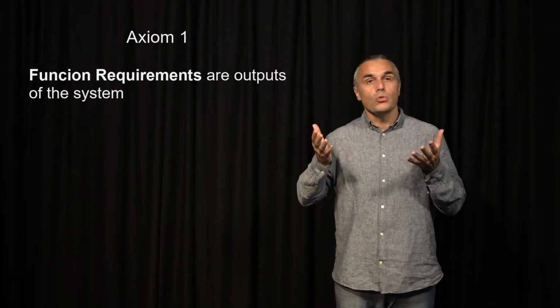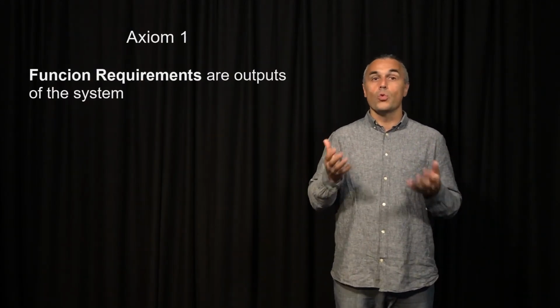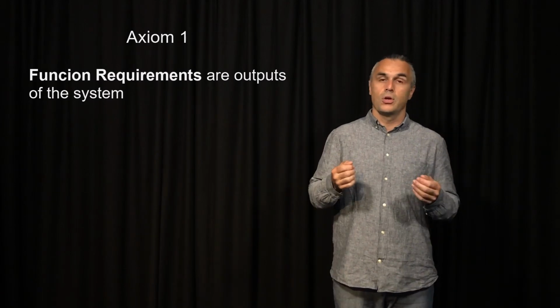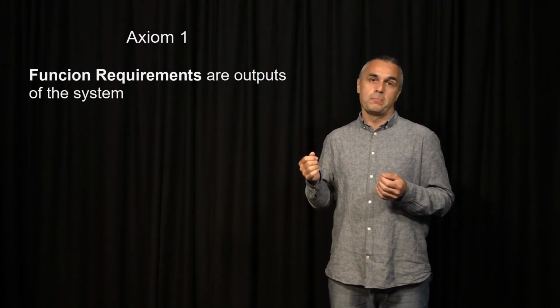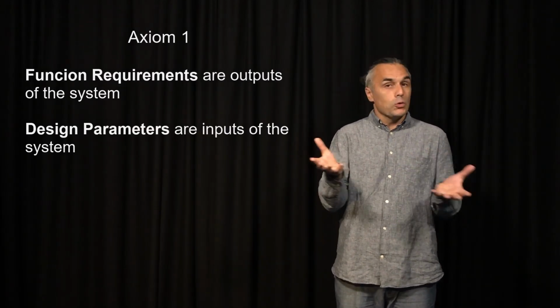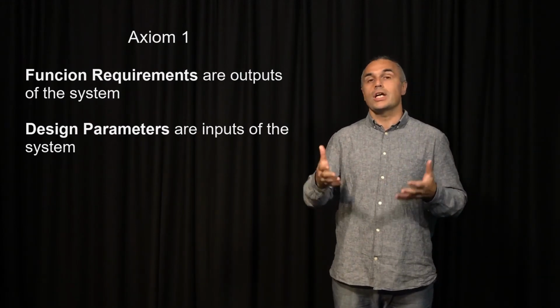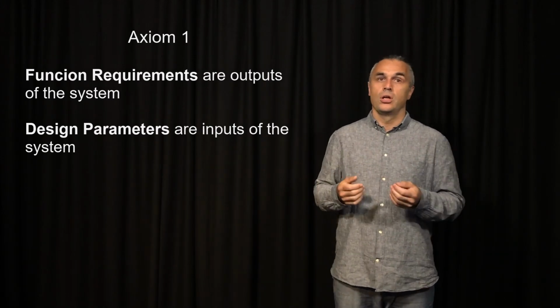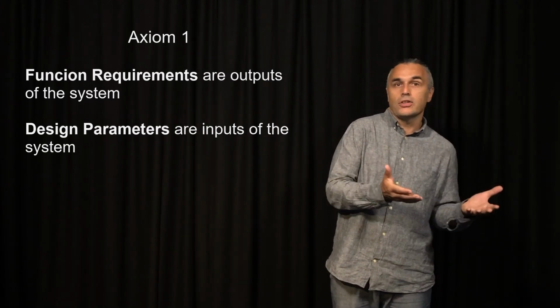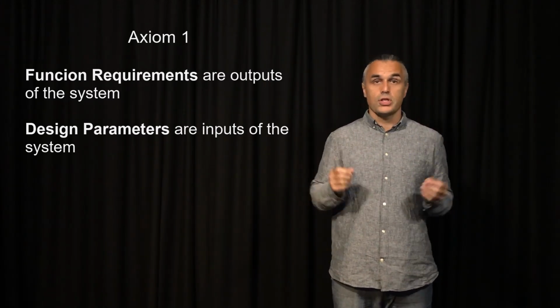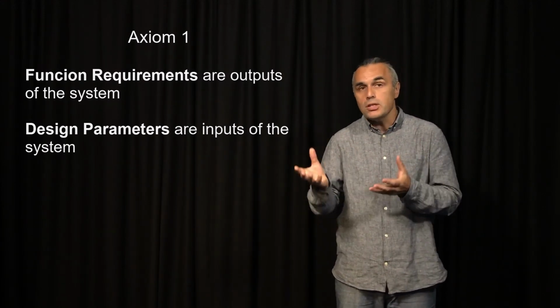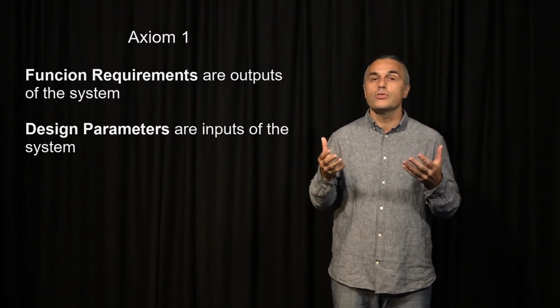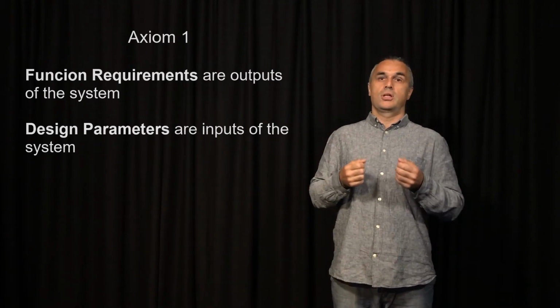First, we define what we want from our system, what are the system outputs. We call them function requirements. Second, we define what we can change in the system, what are the inputs to the system that we can vary. They can be external signals to the system, control signals, or they can be parameters we can change in the design. We will call them design parameters.